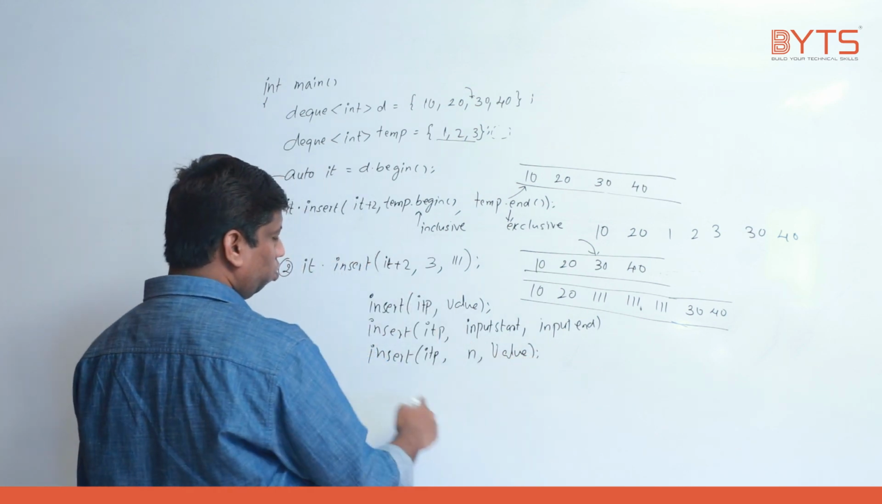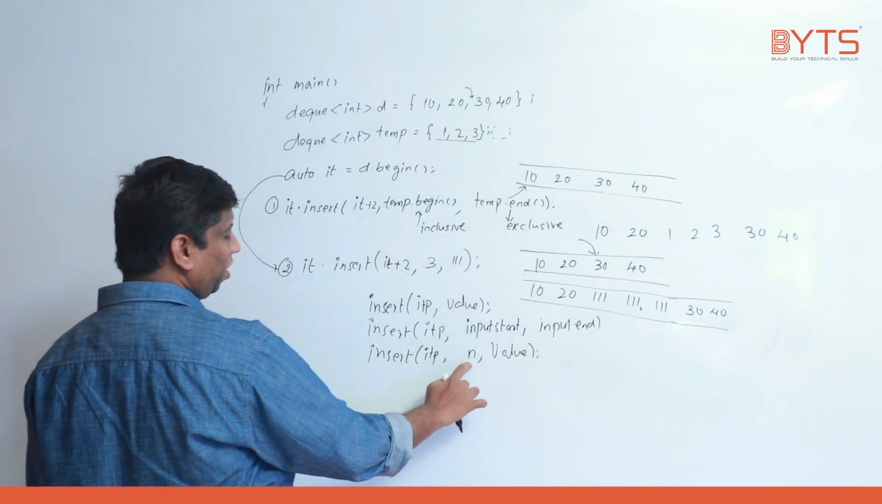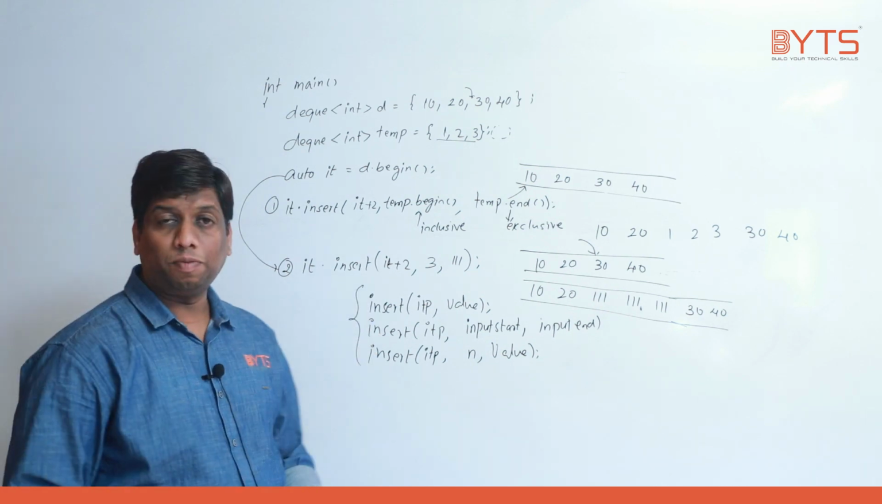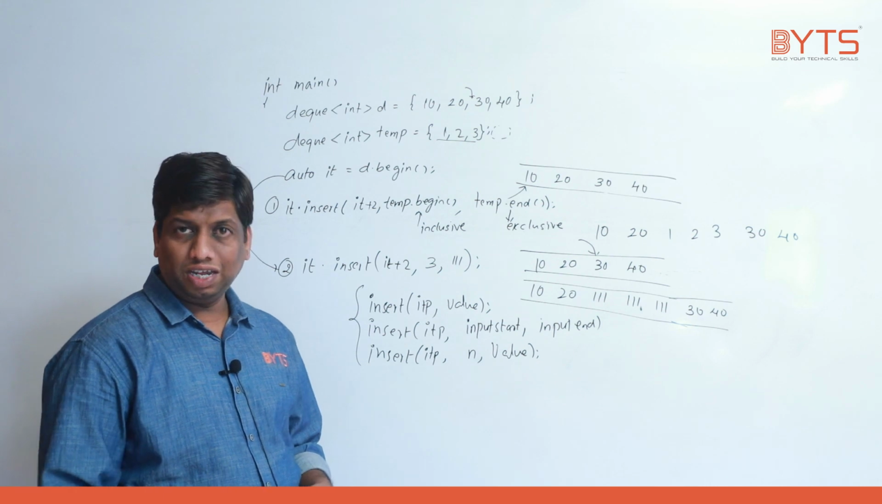So what is the meaning? We need to insert 111 how many times? 3 times. So we are having 3 types of insert functions, right? Now we'll see the erase function.